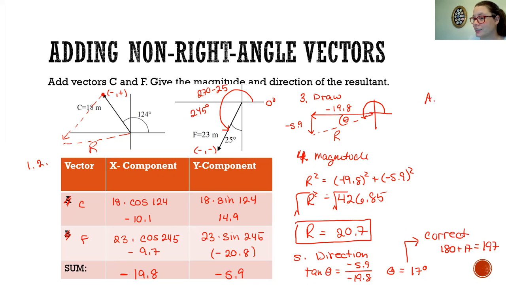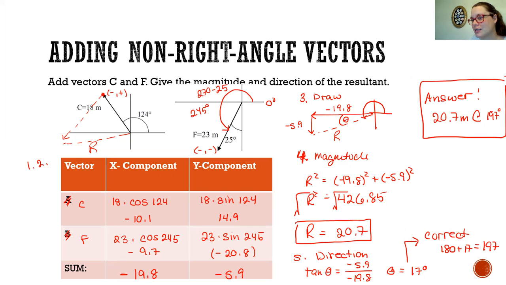So the final answer, we'll put it all together, all the little bits. 20.7 meters is the length at 197 degrees. Okay? And that's your final solution. So you put everything together, but in this case, we had to correct the angle, and you can use that 180 plus the 17. So use your picture to help you draw.